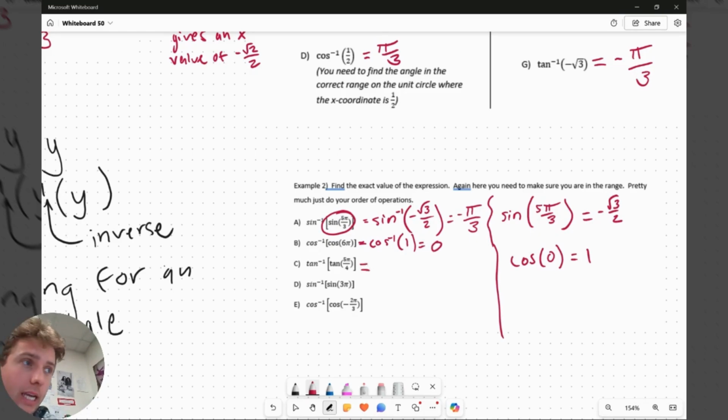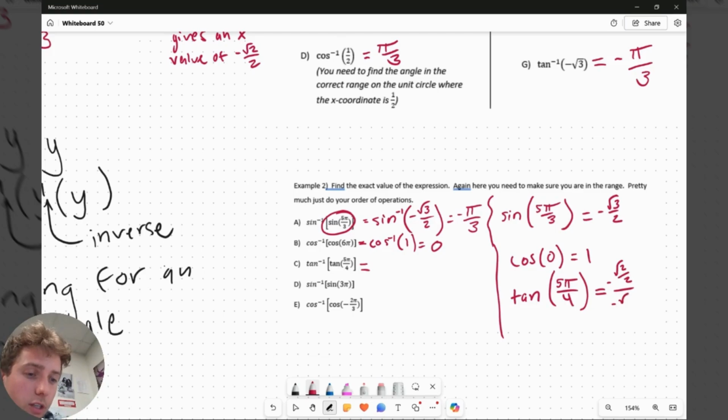Let's look at one more example. For this tan inverse of tangent 5 pi fourths, 5 pi fourths is in the third quadrant. So I know that it's at pi fourths, so I know tangent must be equal to 1. In the third quadrant, negative over a negative, right? This would be negative root 2 over 2, and negative root 2 over 2 cancels to just give me positive 1. So now I want to know what angle in our restricted domain gives us a tangent value of 1, and that would just be at pi fourths.